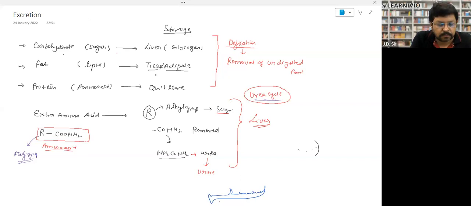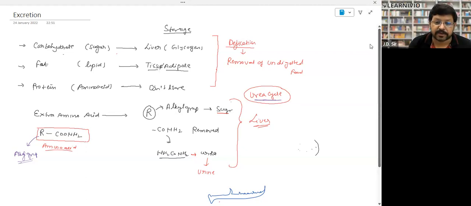Look, there are multiple types of waste which are produced in our body, but removal of every waste is not excretion, right? Only removal of nitrogenous waste from our body is called excretion, whereas the removal of undigested food, stool, or other such things is called defecation.